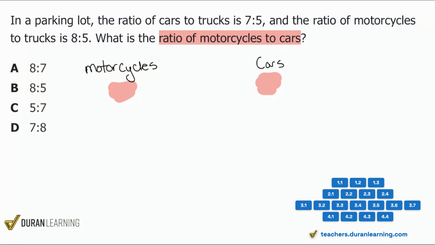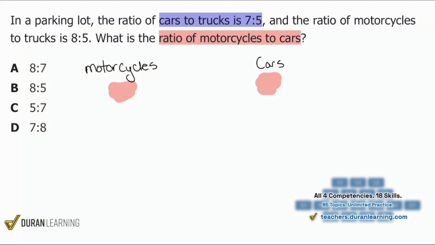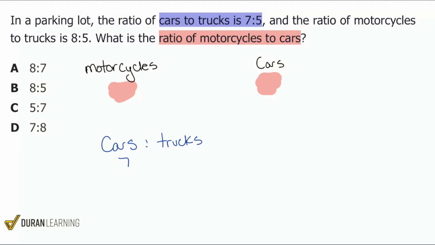I'm going to say again, let's use blue. Cars to trucks is 7 to 5. So cars, trucks, that is 7 to 5. Then up next, I'll go ahead and do this next one here in purple.